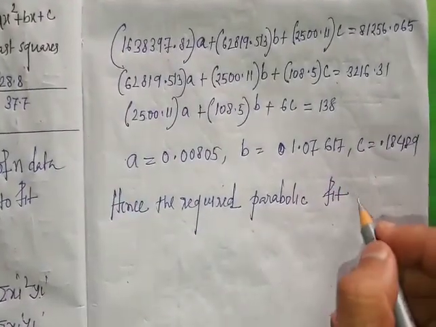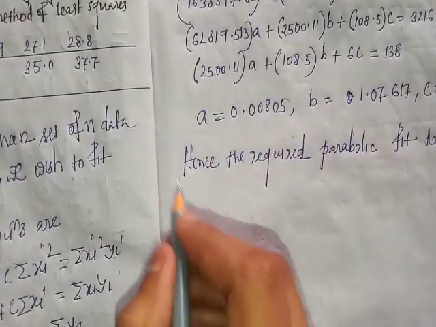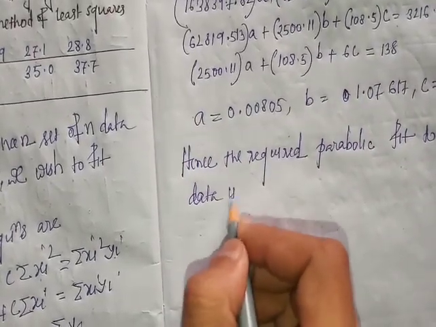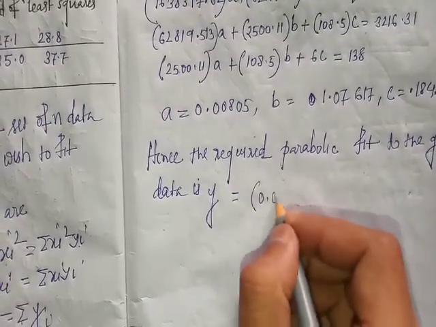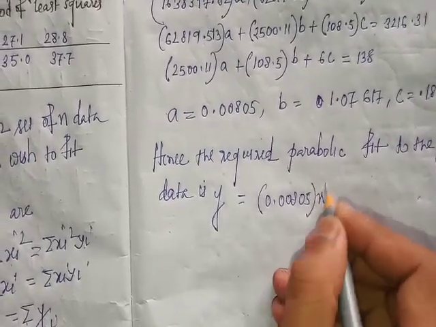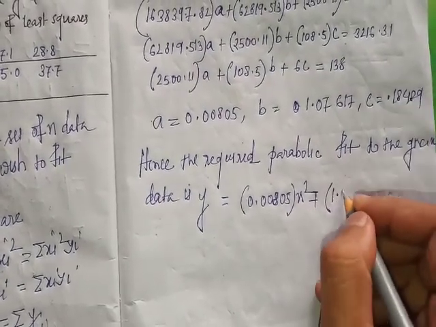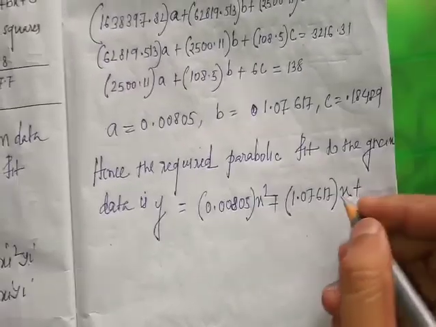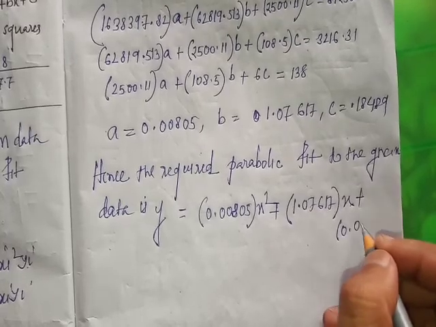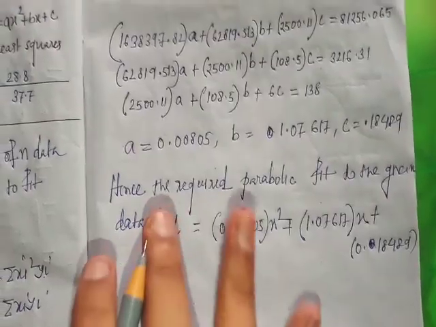Hence the required parabolic fit to the given data is y equal to ax square plus bx plus c. So y equal to 0.00805 x square plus 1.07617 x plus 0.18489. So this is the required answer.